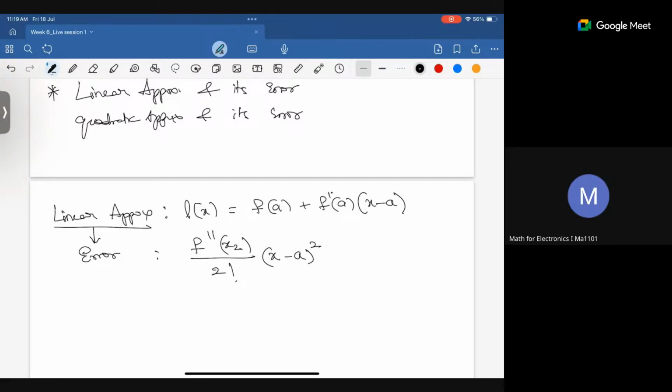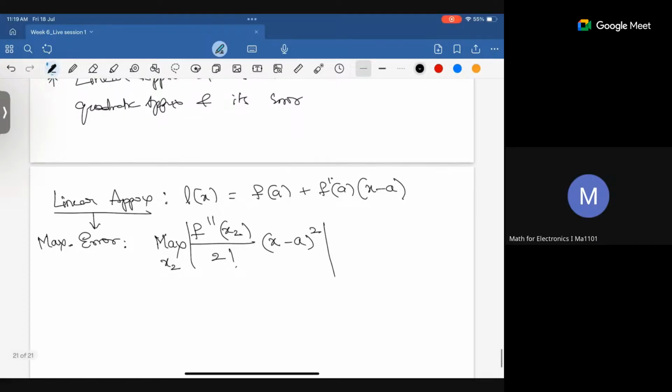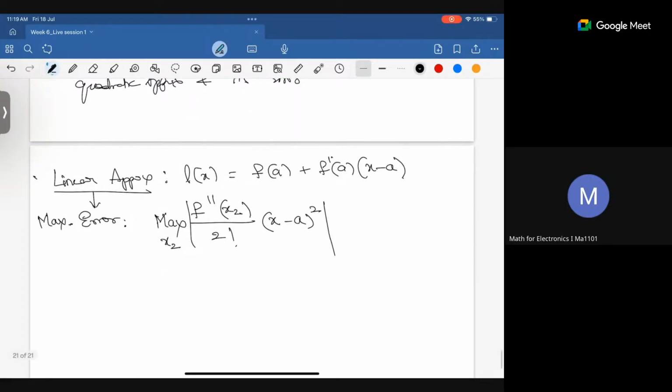Okay. And usually, as I said, the error is the max possible error. When it is the max possible error, it is some maximum value of this, and always have the absolute value. Okay, so don't give negative values. Error is error, even if it is on the negative side or the positive side, we'll take the absolute value. Okay, so this is for linear approximation and its max error.